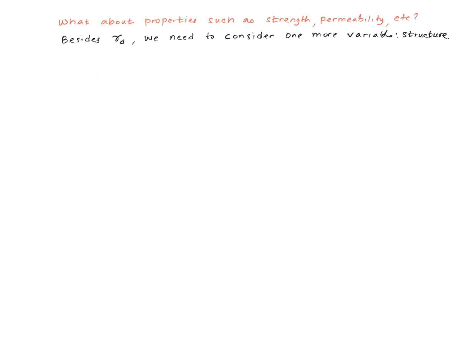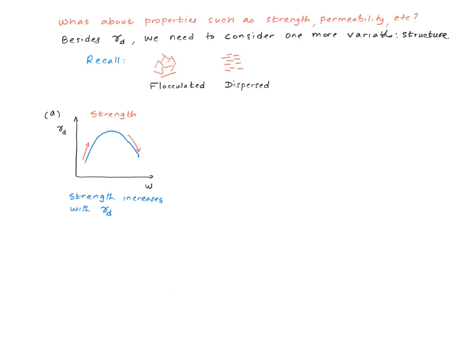So what about the relationship between compaction and properties such as strength, permeability, etc.? It turns out that we need to throw in one more variable in the mix, which is the structure. Now remember, we talked about this before. Something like this is called the flocculated structure and something like this is called the dispersed structure, right? So let's look at these one at a time.